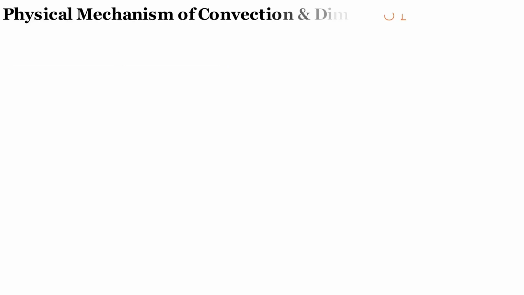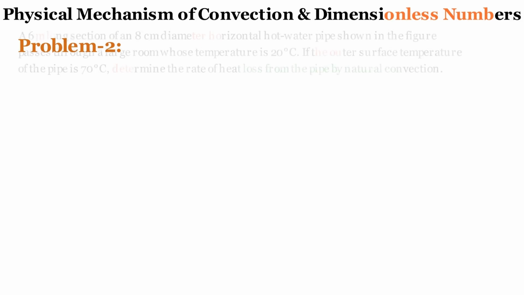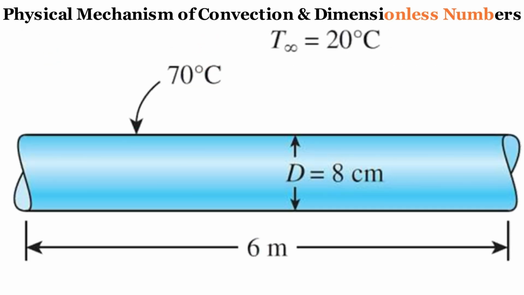All right, class, now we move on to example 2. This time, we'll look at natural convection, which is different from the forced convection we just studied. Listen carefully to the problem. A 6-meter-long section of an 8-centimeter diameter horizontal hot water pipe passes through a large room whose temperature is 20 degrees Celsius. If the outer surface temperature of the pipe is 70 degrees Celsius, we need to determine the rate of heat loss from the pipe by natural convection.